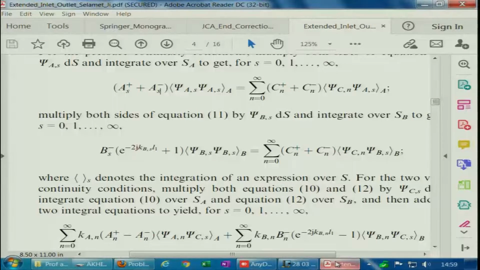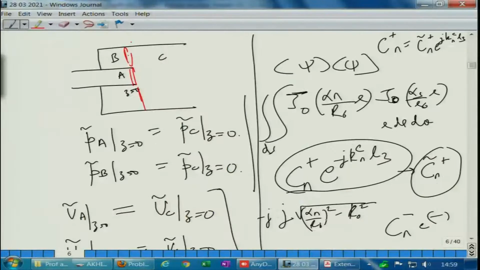What we did now was that we just set this guy C n e to the power minus j k n C L 3 equal to C n in the conditions at the outlet. But we should not be increasing the number of unknown variables, because we have only 6 sets of equations. Okay. So, what we do is that we do a clever trick. This is the trick 1 that we did at the outlet.